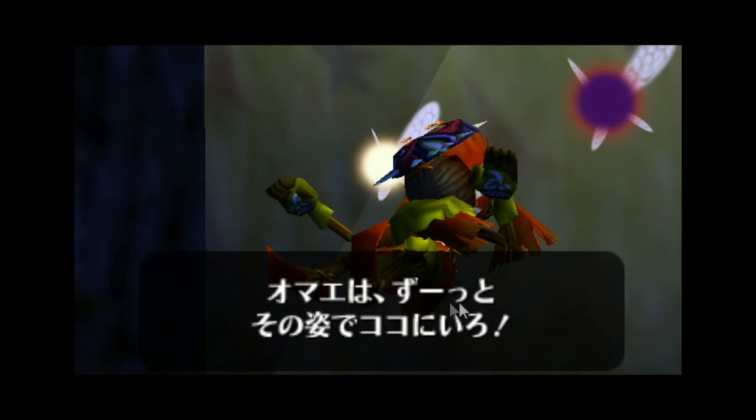Omae wa zutto sono sugata de koko ni iro. Omae, obviously he's calling us Omae, and because I called myself Omae, but I did it in English letters. So this is him actually calling me Omae as part of the script of the game.